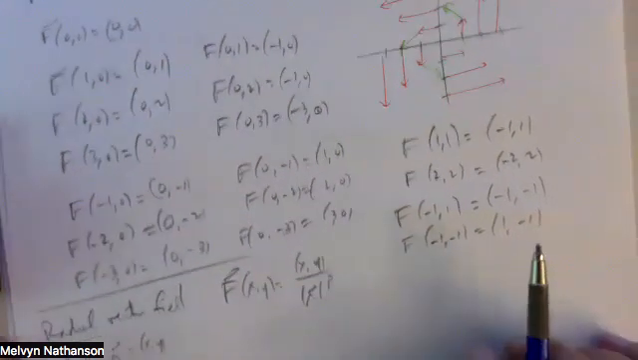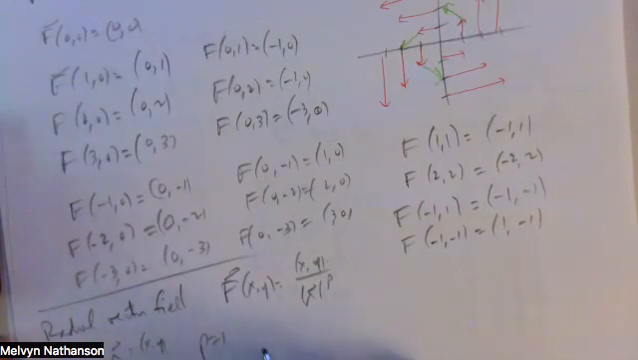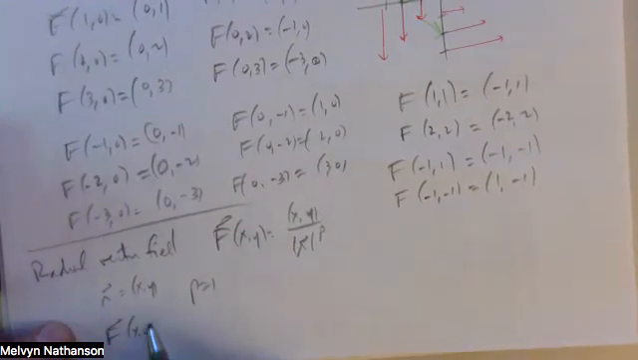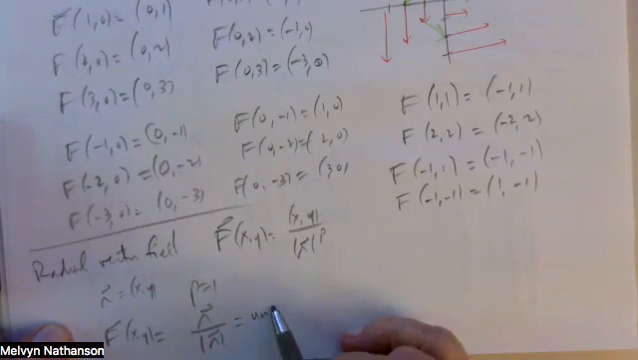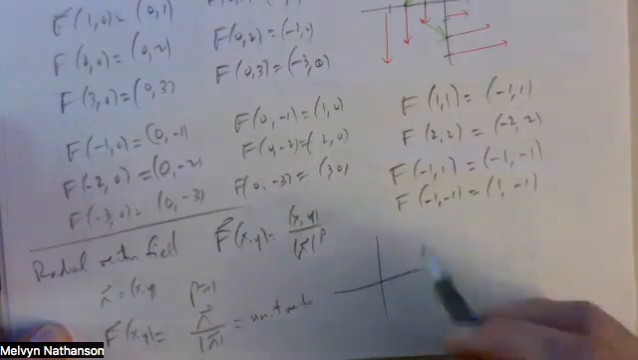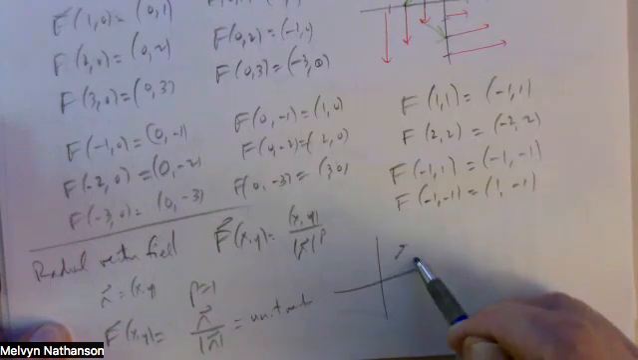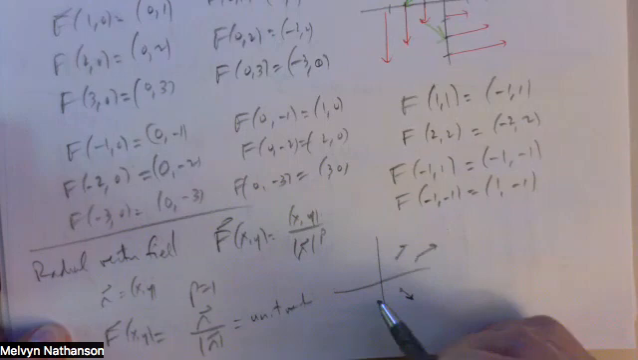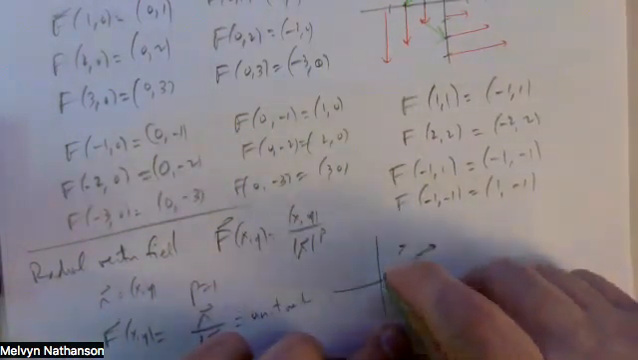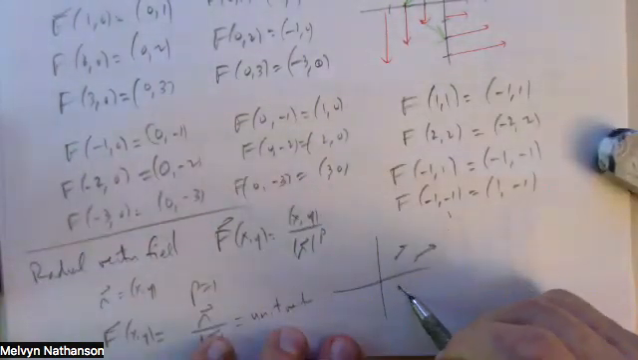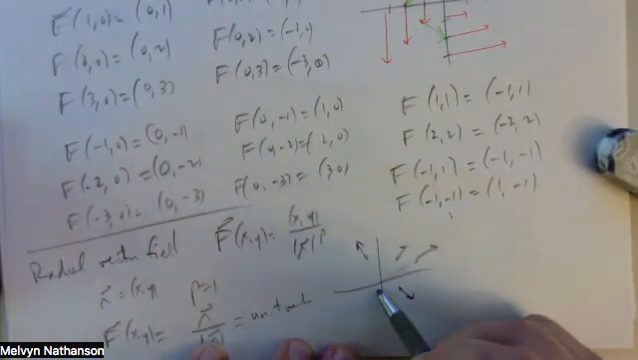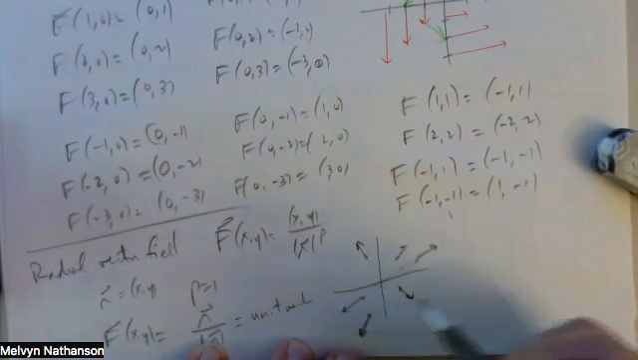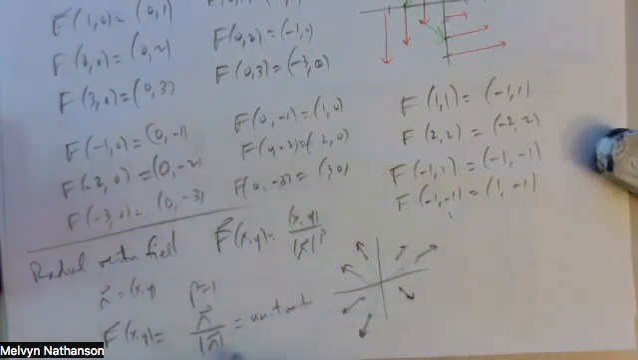Let me look at two examples of radial vector fields. Suppose we take p equals 1. In this case, my vector field F of x, y is the vector r divided by the length of r. This is just a unit vector, a vector of length 1. So at every point in the plane, it assigns a vector of length 1 in the same direction.